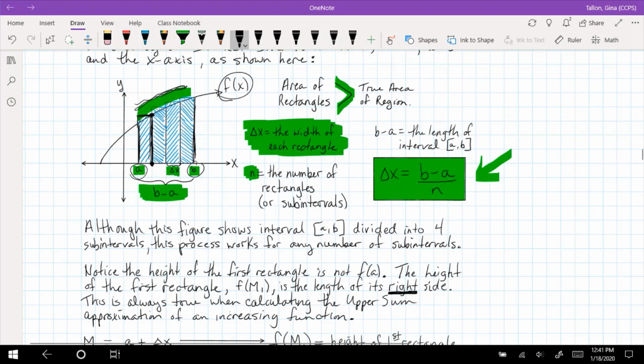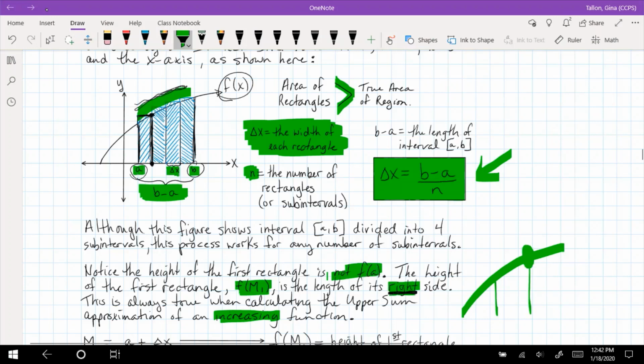Okay, so notice the height of the rectangle is not f of a. The height of the first rectangle, which is called f of M sub 1, M because it's the first rectangle, is the length of its right side. If we're looking for an upper sum of an increasing function, we got to go to the right. This is always true when calculating the upper sum approximation of an increasing function. If a function is increasing and you want an upper sum, you've got to use this value on the right. Not the value on the left, but the value on the right. And that's kind of important. Okay, moving along.